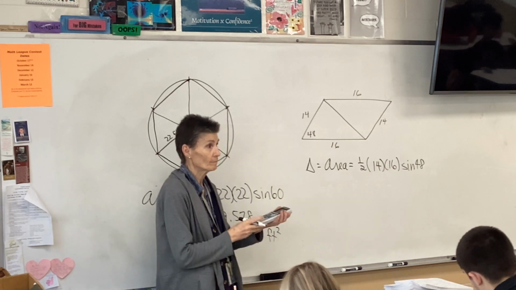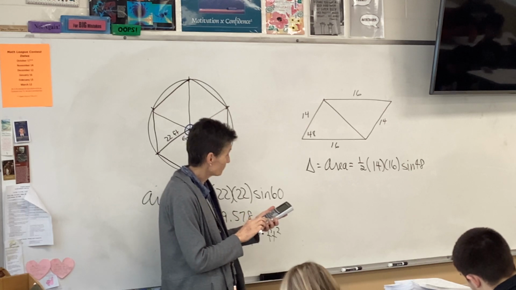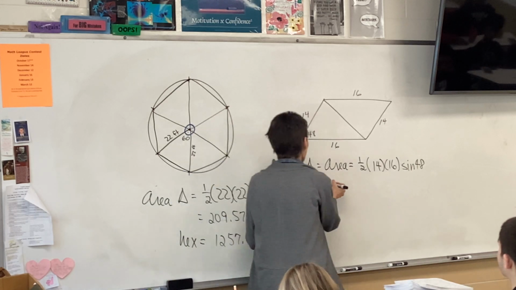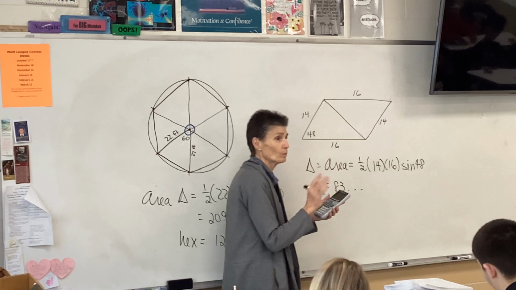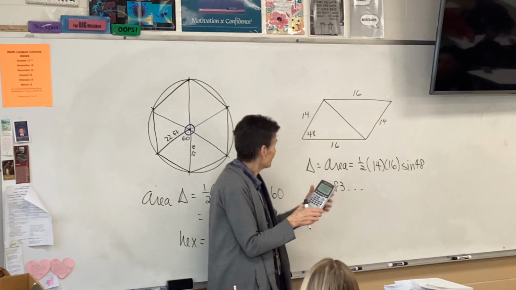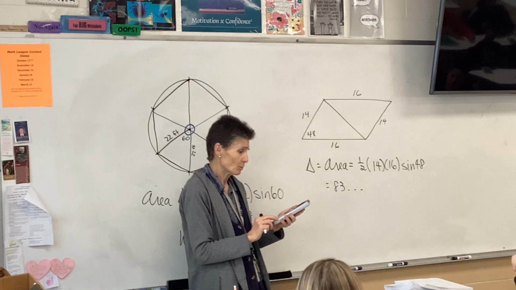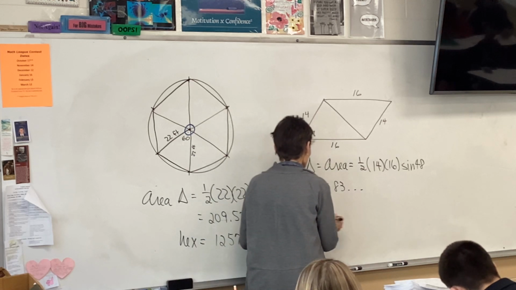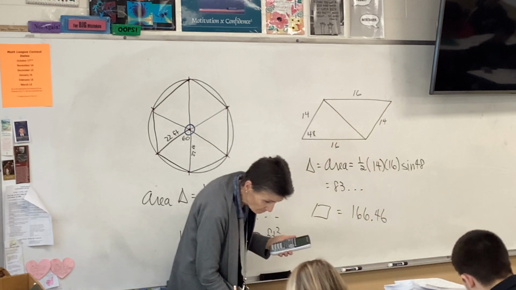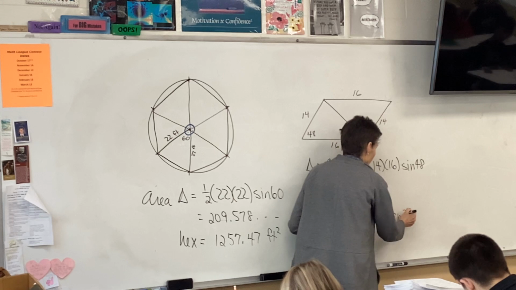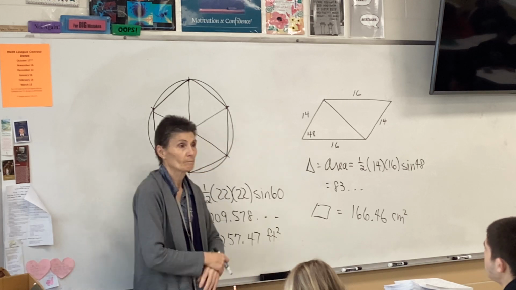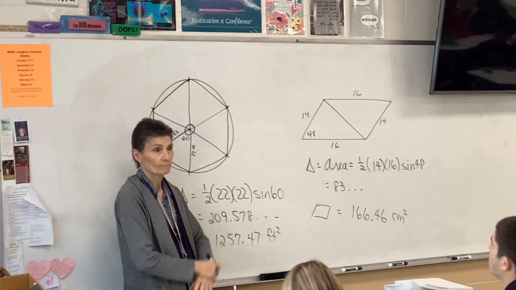Is everyone on board? So I type that in. Now I got 83 point something, but don't worry about that, because what is the 83? I need to times by 2, because there's 2 triangles up there. So the area of the parallelogram is 166.46 square centimeters. Everybody okay with that?